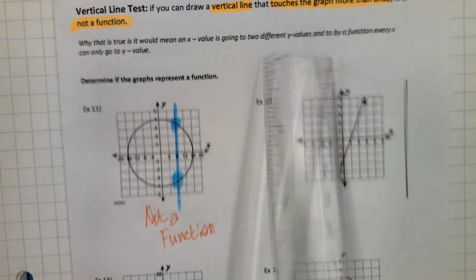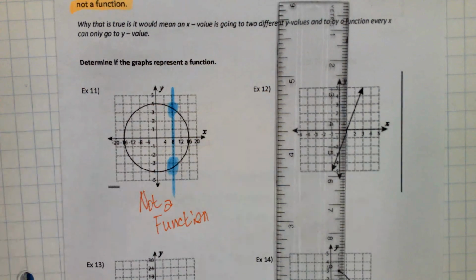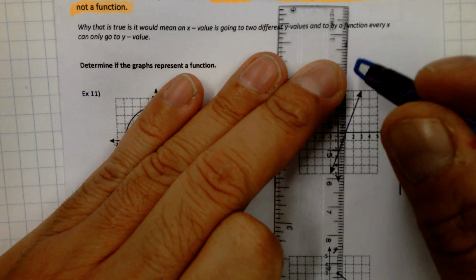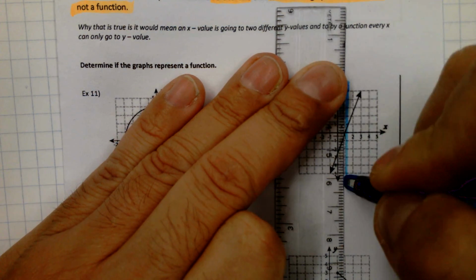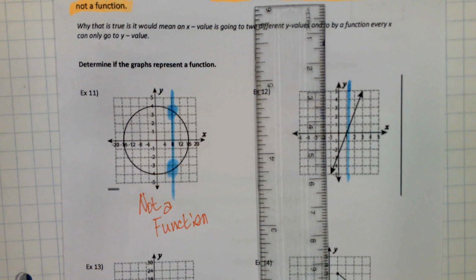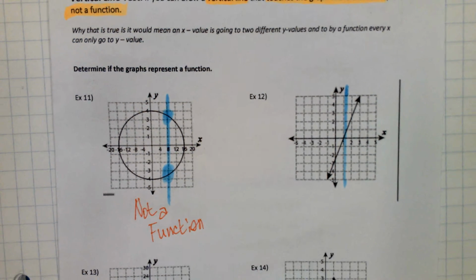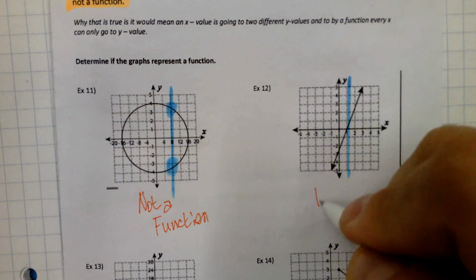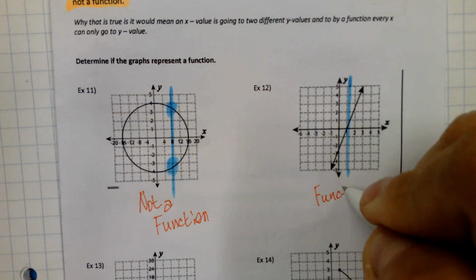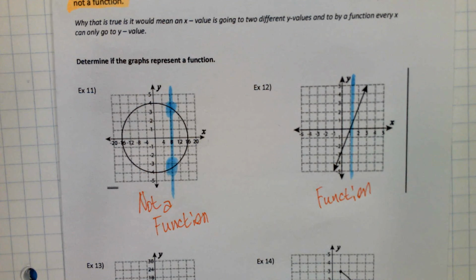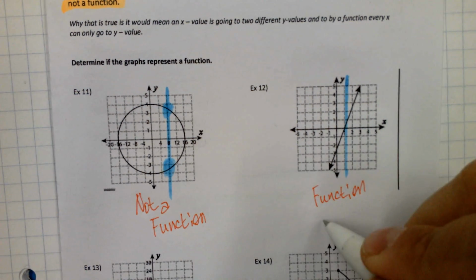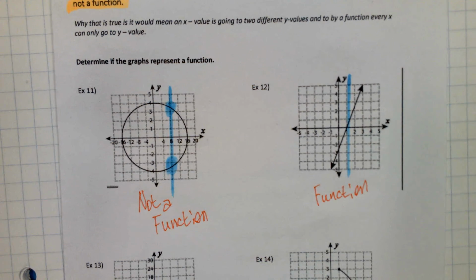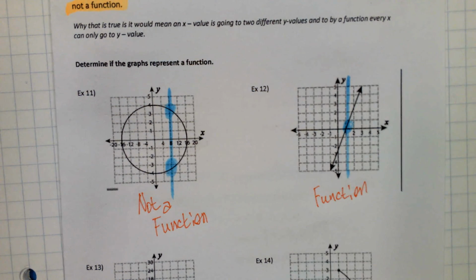Okay. Now, will there ever be the case in this? We have just a plain old run-of-the-mill line. How many times did it touch? Will there ever be an occasion that I draw a vertical line and it touches this graph more than once? No, not on a line, just a line with a slope like this. Never. So this is a function because it only touches once. It only touched this one time, and that's the only time it would touch it.